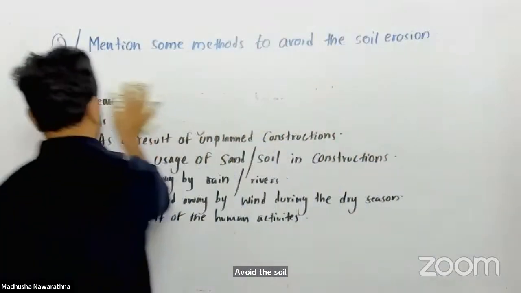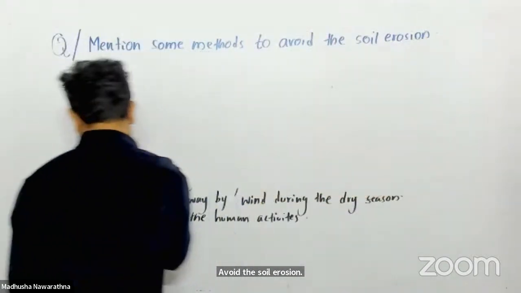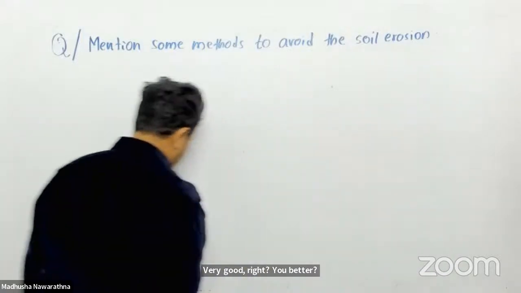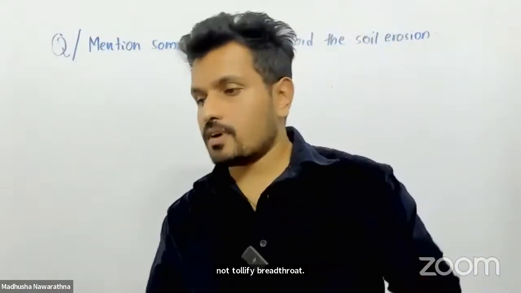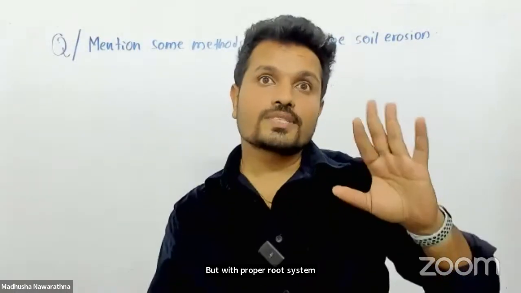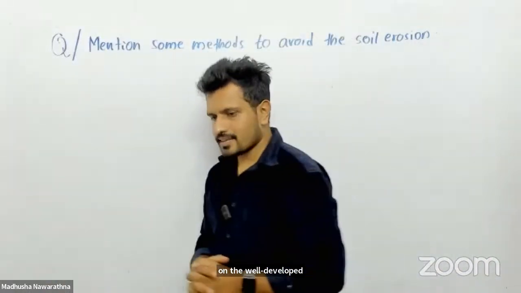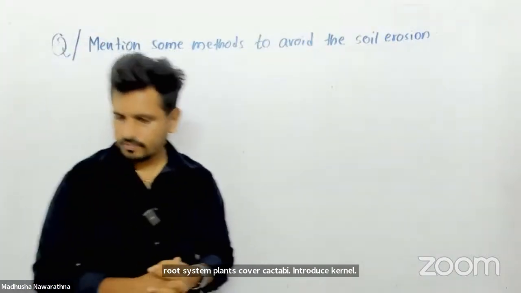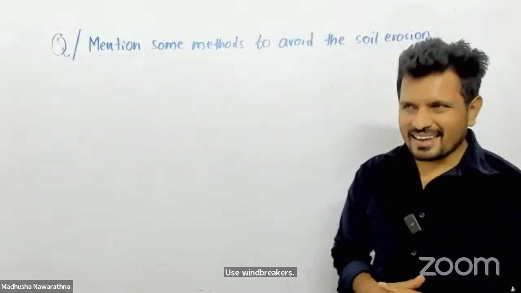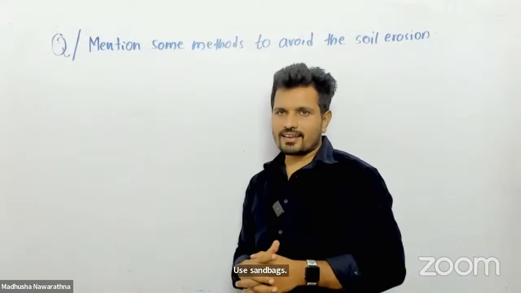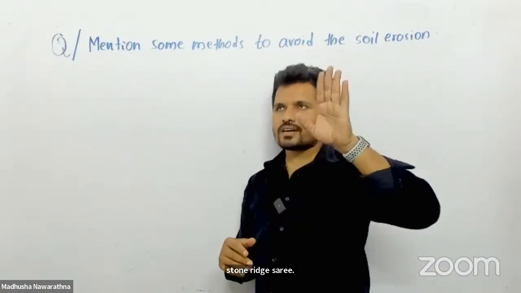Plant some plants that have fibrous roots. Very good, right? You better introduce some plants, not only fibrous roots, but with a proper, well-developed root system. We introduce a plant cover with a well-developed root system. Okay, what else? Use windbreakers. Use sandbags. By using barriers, stones, bricks. Yes, and coconut shells, very good.